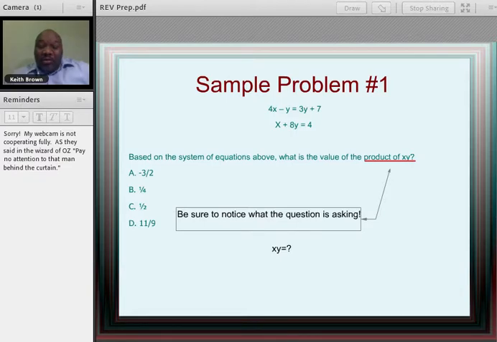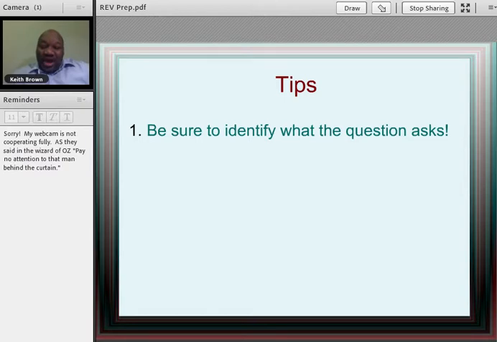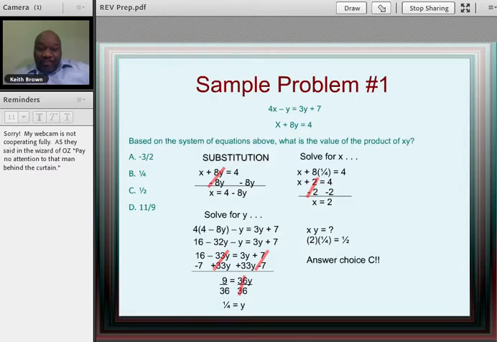xy equals question mark. That is the first tip. Be sure to identify what the question asks. You can't get your points if you don't give them what they're asking for. So, back to the problem. So, with this problem, we're going to try substitution first.